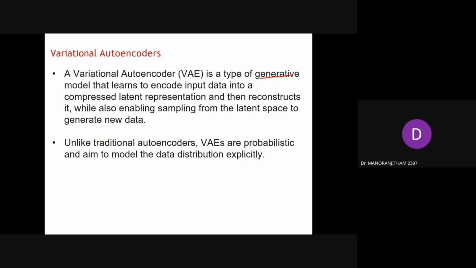The purpose of the encoder is to encode the input data into a compressed latent representation. So if we pass one input data, it will be converted to a latent representation. This is the encoding part. In the decoding part, it reconstructs the data while also enabling sampling from the latent space.